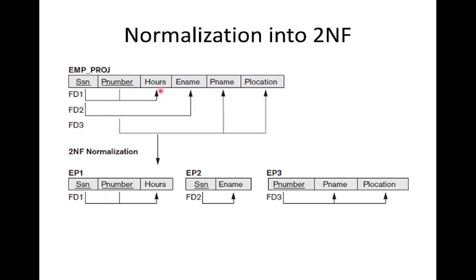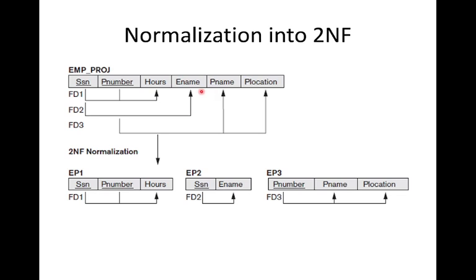Hours is fully functionally dependent on SSN and P number, because this combination is needed to determine the hours. But E name is dependent on SSN alone, so there is a partial dependency. Similarly, P name and P location are dependent on P number alone, so there is a partial dependency. So it is not in second normal form. Now we have to make it into second normal form.